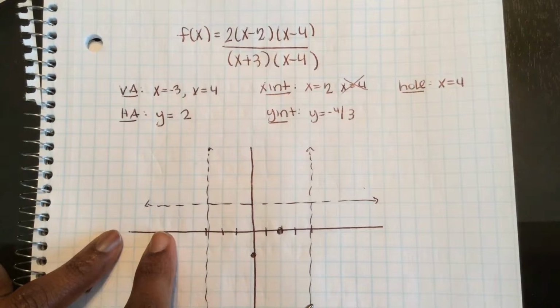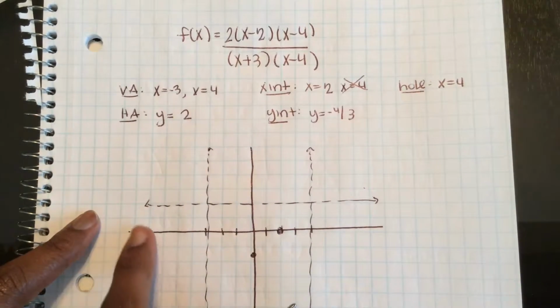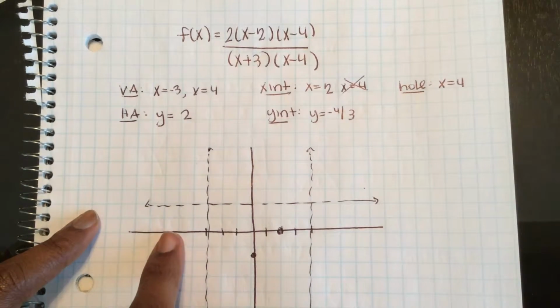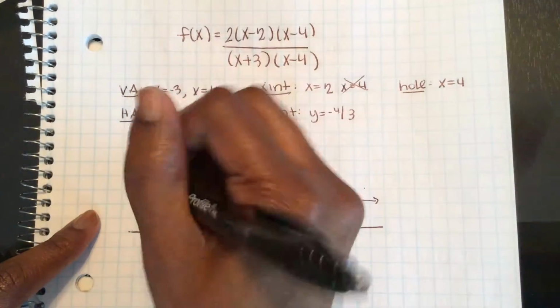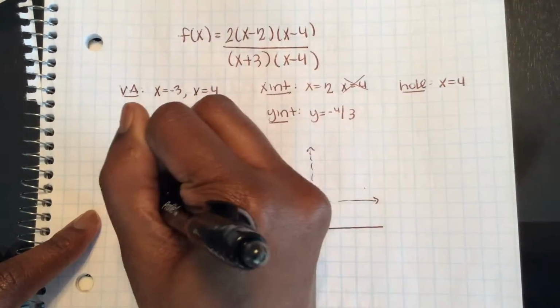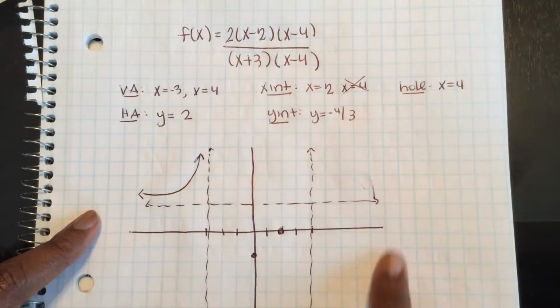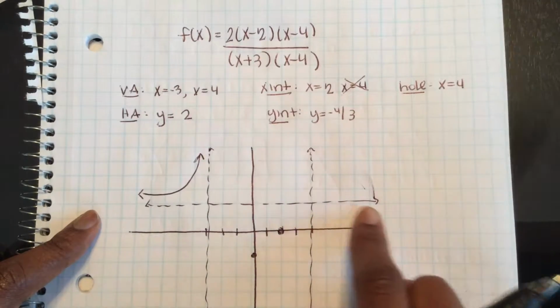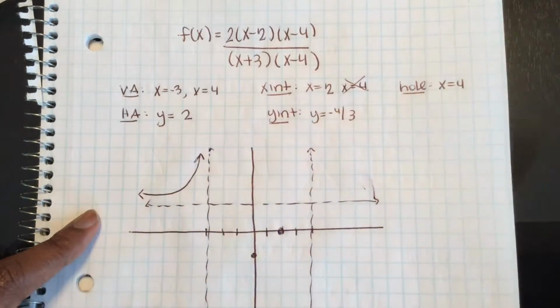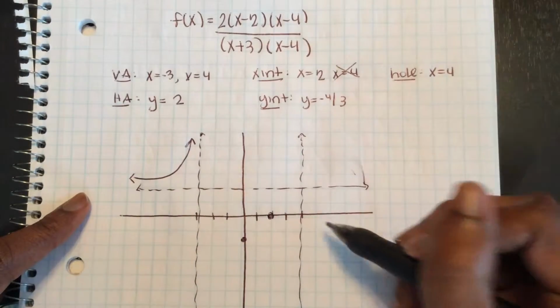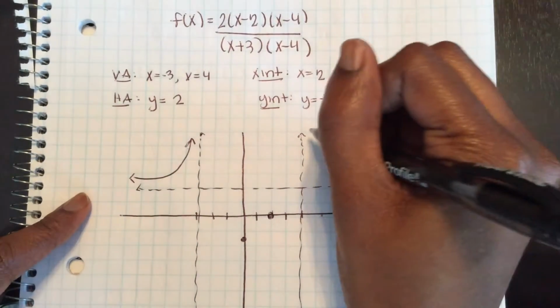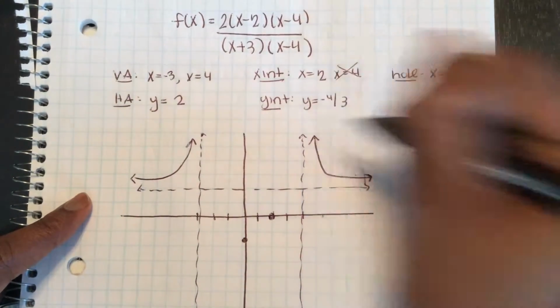So over here, my curve can either be above or below this line. Since there is no x-intercept, I know it has to be up here. Same thing on this half, right? My curve can either go like this or like this, following my asymptotes. But since there's no x-intercept here, I know my curve goes here.